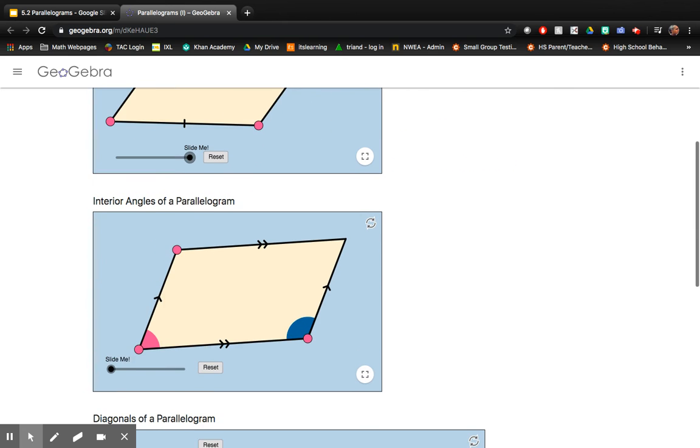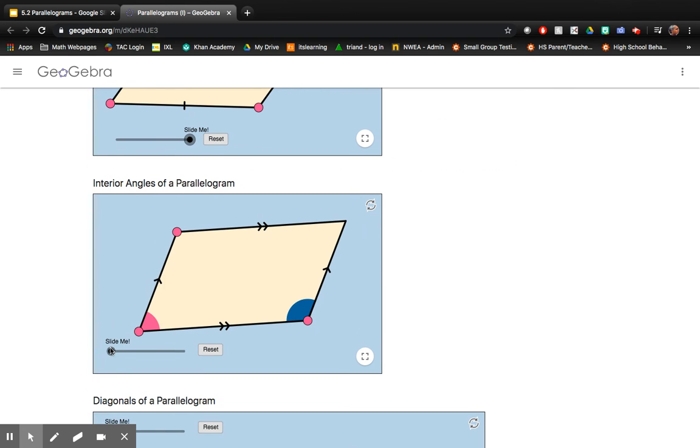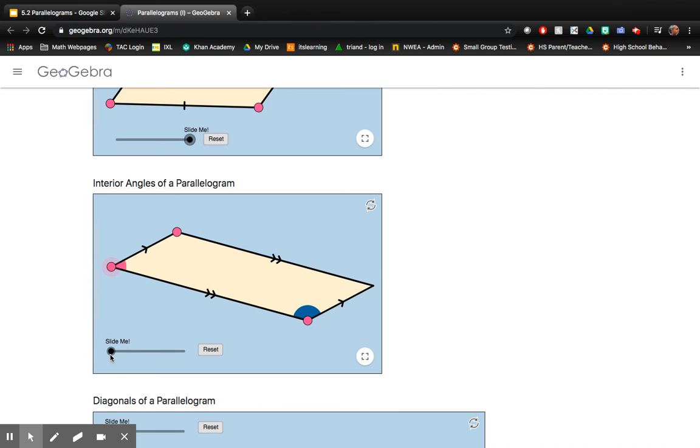Another property we talked about is that opposite angles have to be congruent to each other. Remember, that means exactly the same. And I can change the shape, and no matter how I change it, those opposite angles will be the same measure, as long as it's a parallelogram.